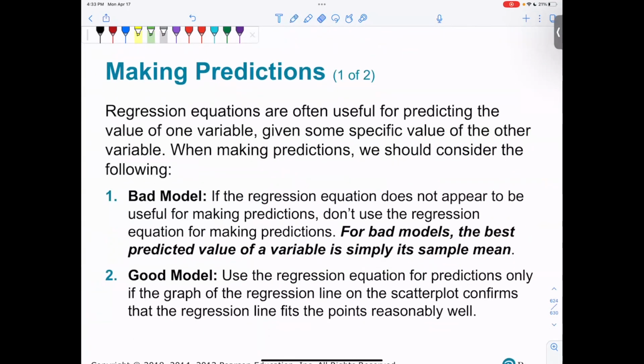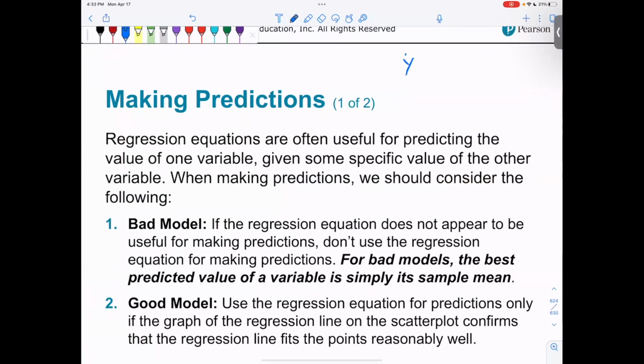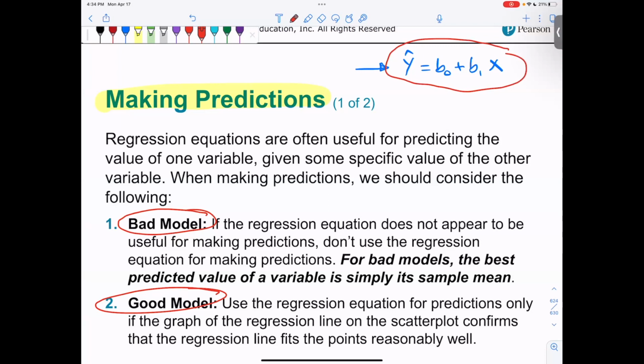So now, okay, we have this function. We got y hat equal b0 plus b1 x. But when we want to make a prediction, we have to judge this line first. Is it a good model or not? If this model or this line is good, then we will use it for prediction. How? Basically, if we have a new value of x, we will plug it here. That's it.